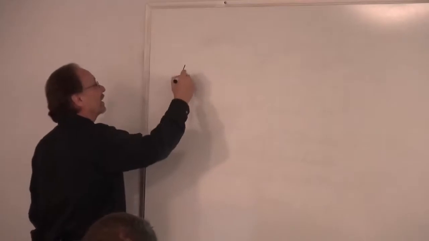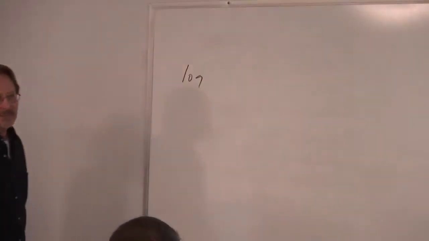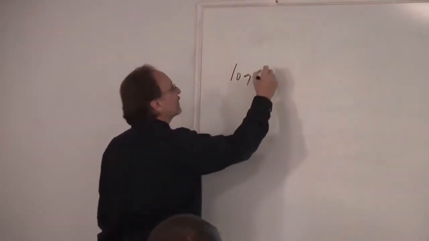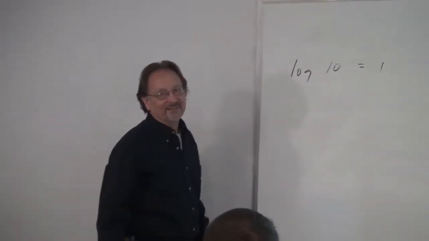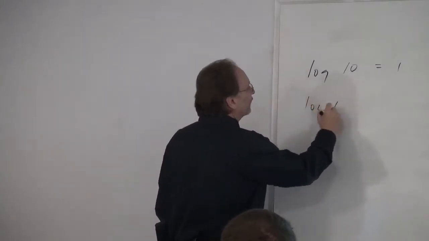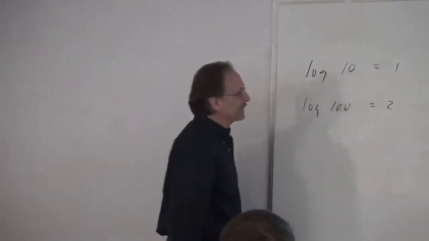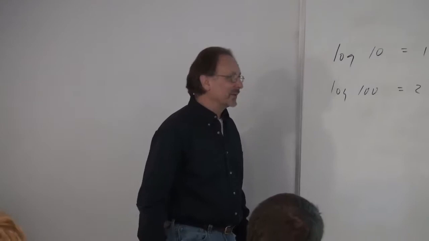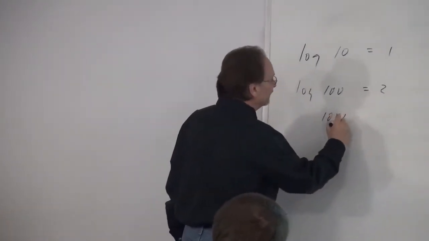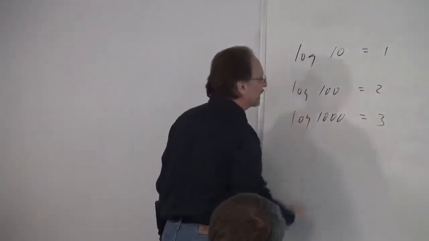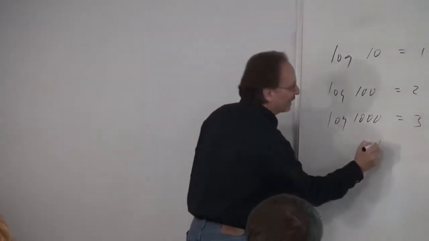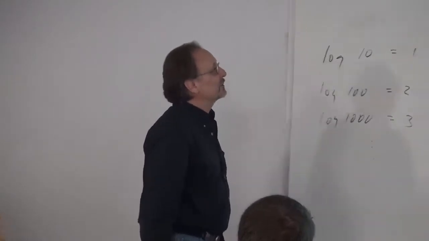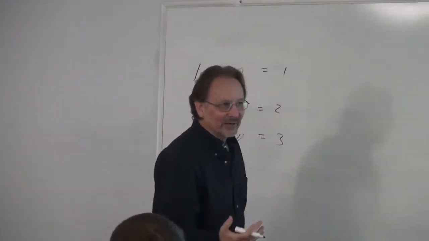So a common log, which on your calculator is just log, is really the base 10 logarithm. So the log of 10 equals 1, because 10 to the first equals 10. The log of 100 equals 2, because 10 squared equals 100. The log of 1,000 equals 3, because 10 to the third equals 1,000, and so on.